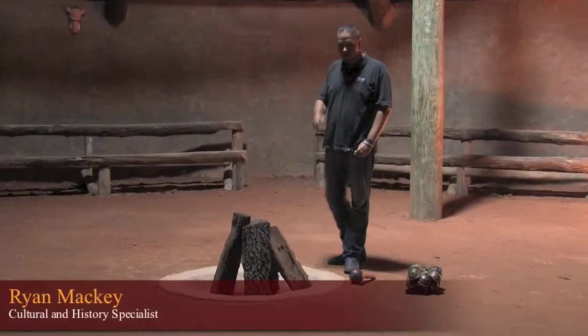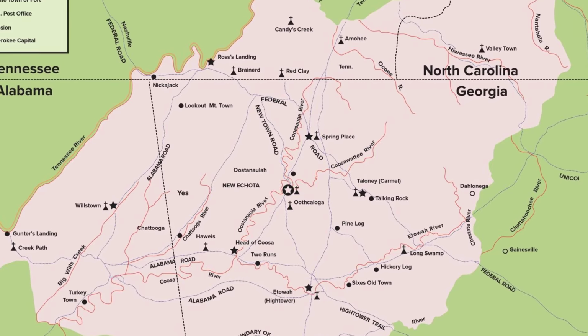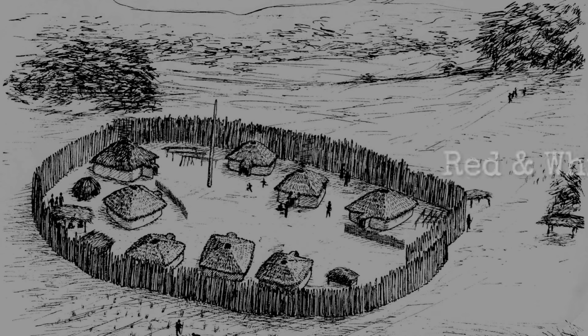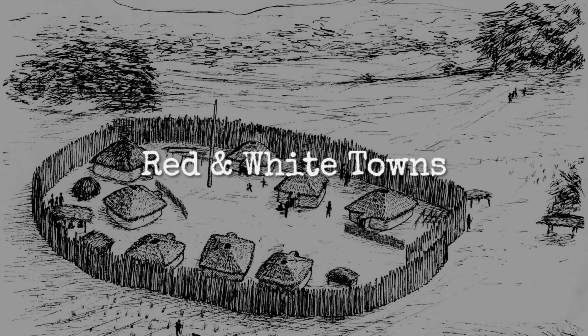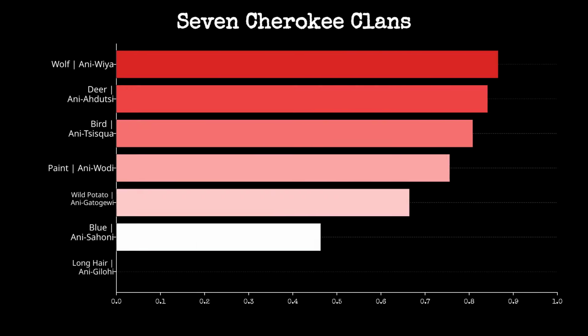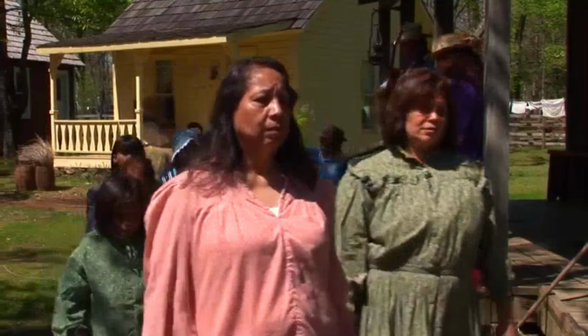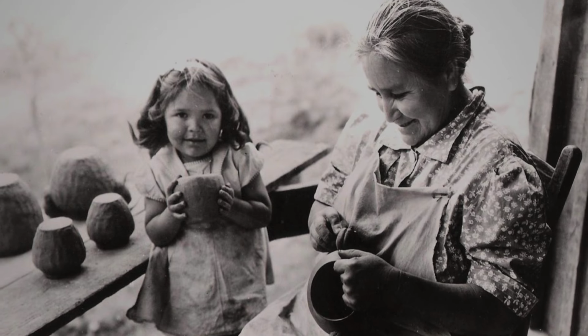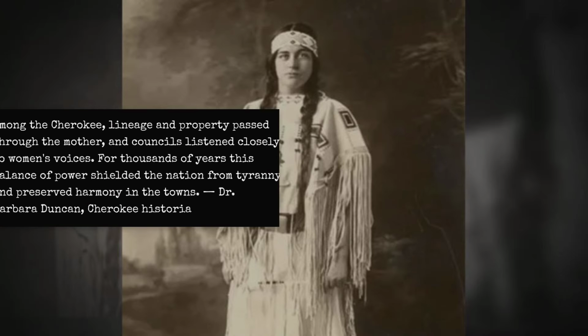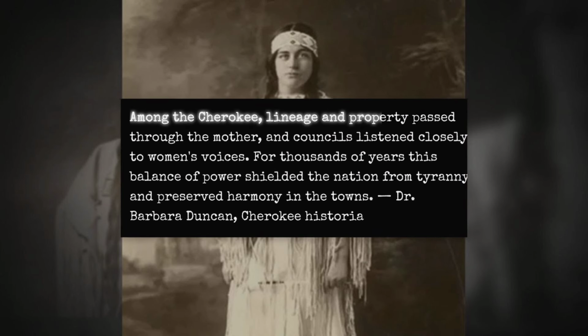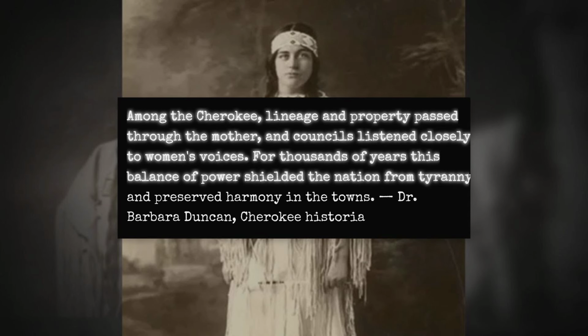Cherokee society was anything but simple. Their world was organized into a dual system: white towns for peace, red towns for war. Each had its own leaders, ceremonies, and responsibilities. Beneath this structure lay 7 matrilineal clans, with identity and inheritance passing through mothers. Women owned land, managed households, and shaped the next generation. This matrilineal system gave Cherokee women forms of authority rarely seen in early American societies.